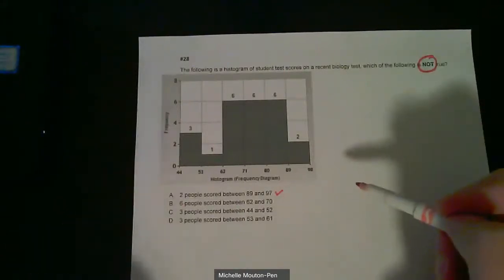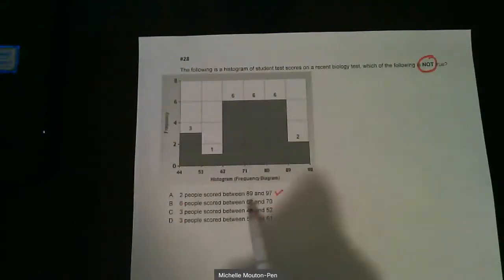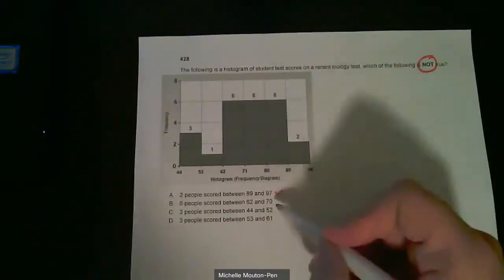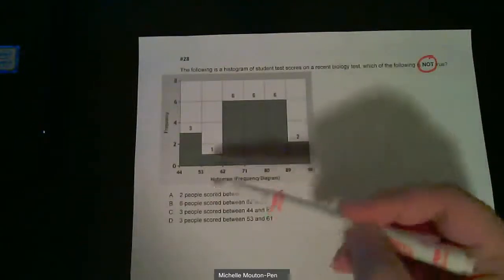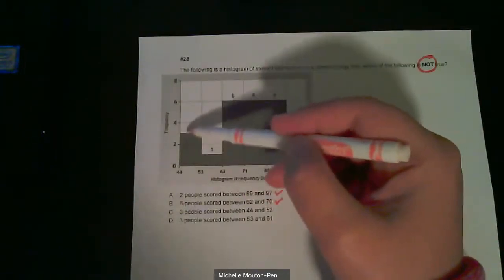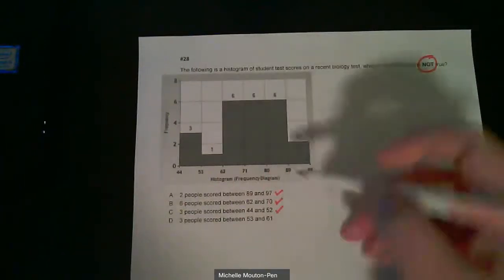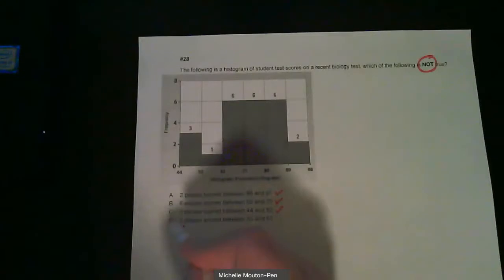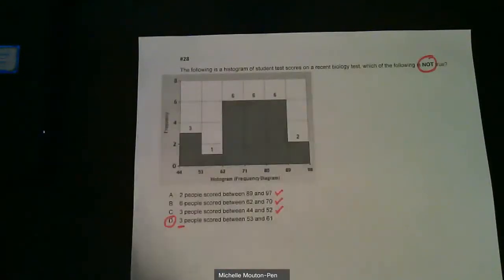which means it's not the answer to our question, because our question wants to know the one that is not true. Then 6 people between 62 and 70. That's going to be this bar right here, and the number at the top of that bar is 6. So that also is a true statement. And then 3 people between 44 and 52. That's going to be our first bar in our graph, and therefore that one is 3. So that is a true statement. Then between 53 and 61, the number above that bar is 1, and this says 3. Therefore, that makes that the answer that is not true for that histogram.